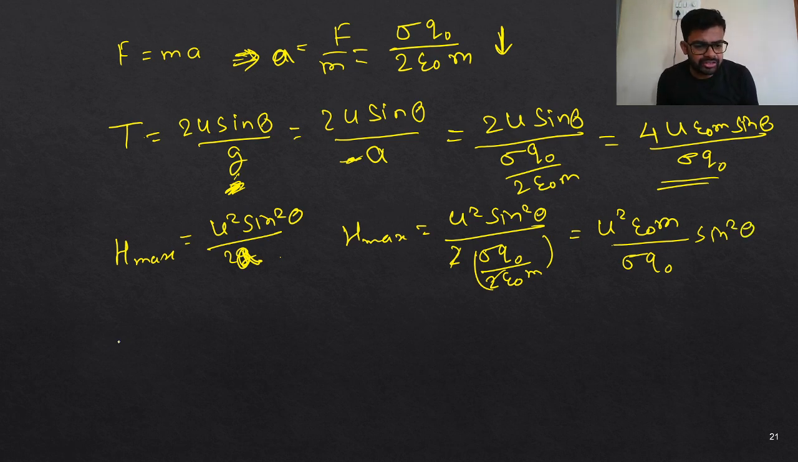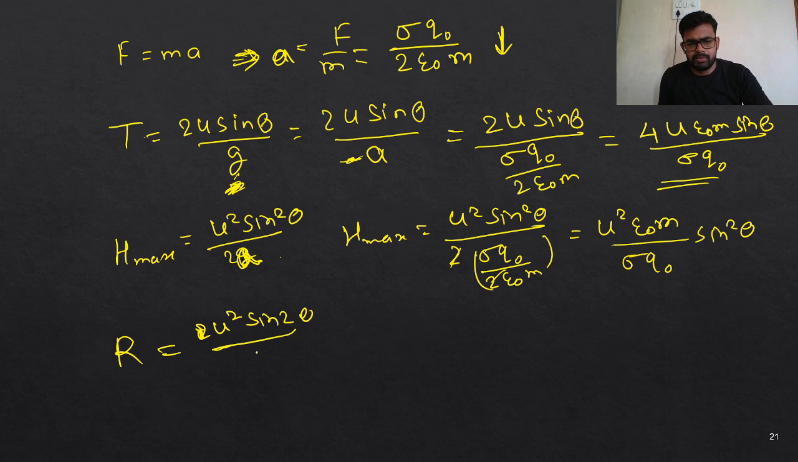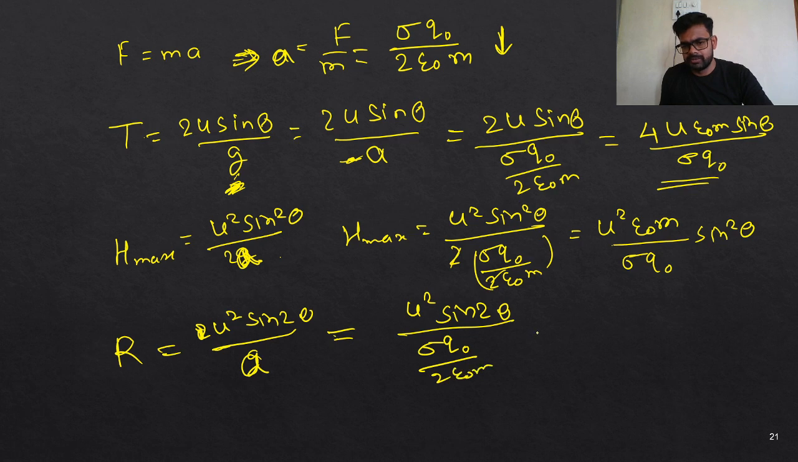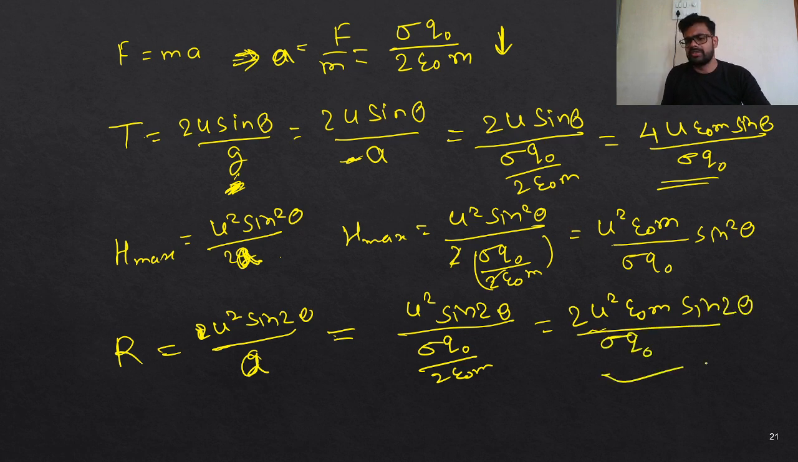Very simple, right? Next, horizontal range, maximum horizontal distance. That was u squared sine 2 theta upon g. So here instead of g we need to write a. So we'll get u squared sine 2 theta upon sigma q naught upon 2 epsilon naught m. So the final answer is 2 u square epsilon naught m sine 2 theta upon sigma q naught. This is the answer. So these are the three answers we got for this question. Very simple, just projectile motion, that's all. Just instead of gravitational acceleration we need to write the acceleration of the particle due to electrostatic force.